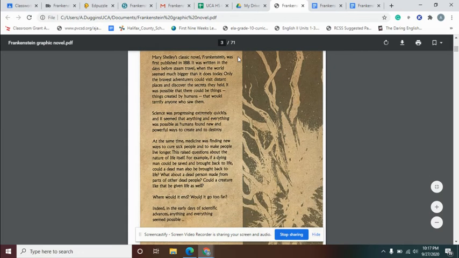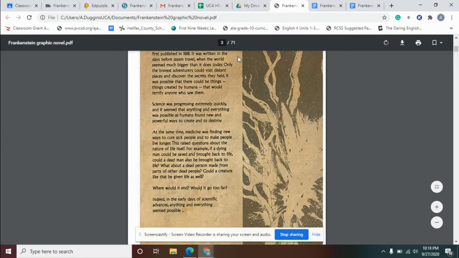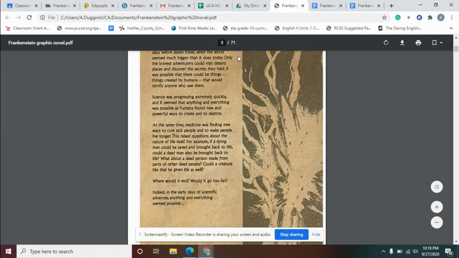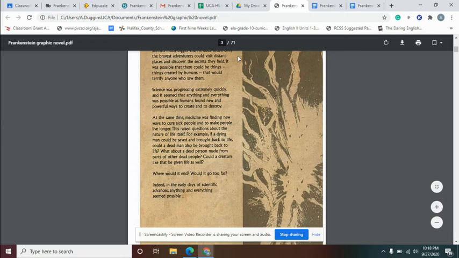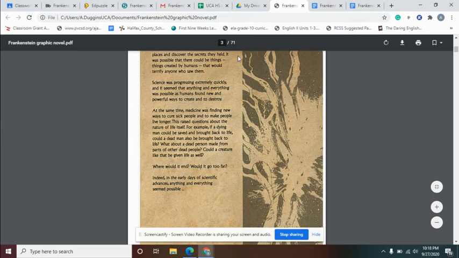Science was progressing extremely quickly, and it seemed that anything and everything was possible as humans found new and powerful ways to create and to destroy. At the same time, medicine was finding new ways to cure sick people and to make people live longer. This raised questions about the nature of life itself. For example, if a dying man could be saved and brought back to life, could a dead man also be brought back to life? What about a dead person made from the parts of other dead people? Could a creature like that be given life as well? Where would it end? Would it go too far? Indeed, in the early days of scientific advances, anything and everything seemed possible.